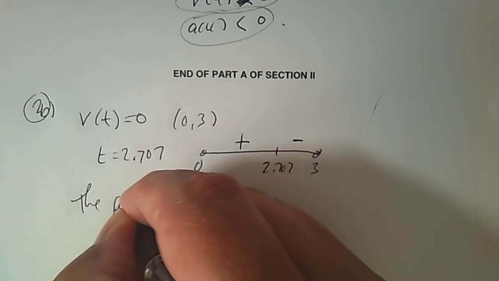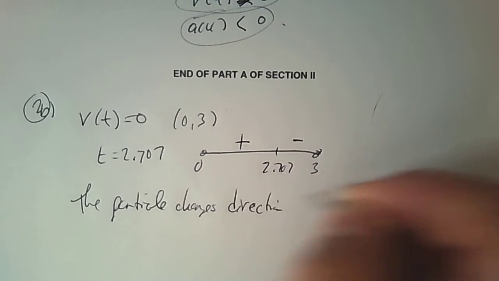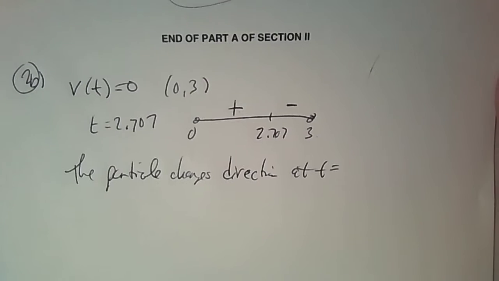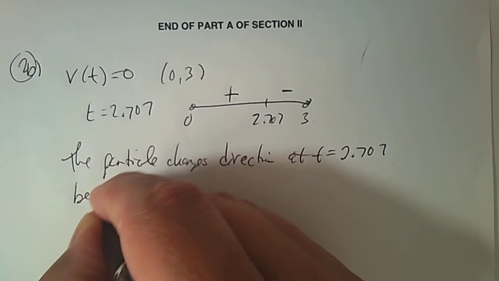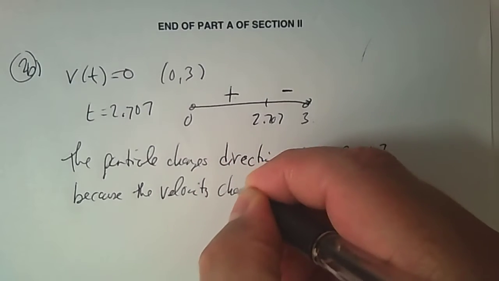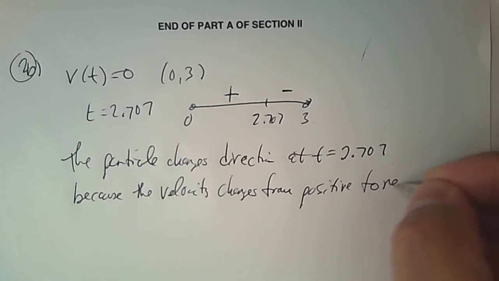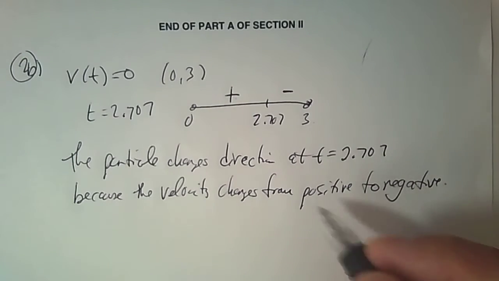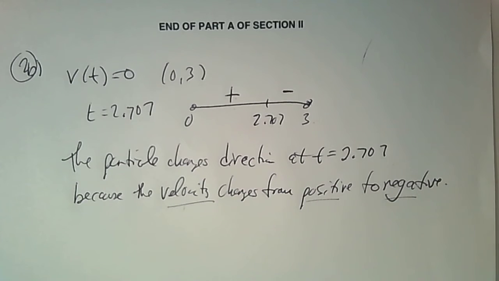So the particle changes direction at t equals 2.707. Why? Because the velocity changes from positive to negative. Beautiful. And you give a reason why, and not just say because there's a sign change. What changes? The velocity changes from positive to negative at 2.707.